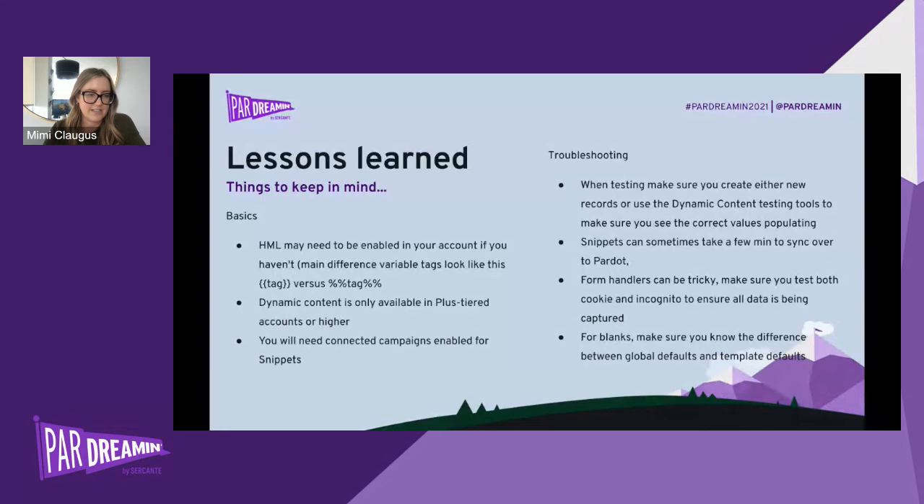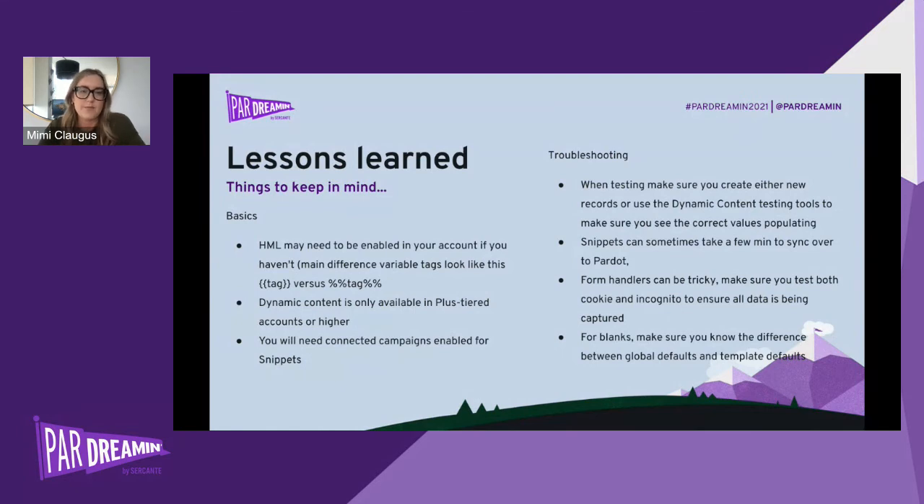And then dynamic content is only available in plus tiered accounts or higher. So depending on what type of account you have, you may or may not have access to dynamic content. And then you'll need connected campaigns enabled to use snippets. That's those simple text edits or text pieces that you want to update across assets.